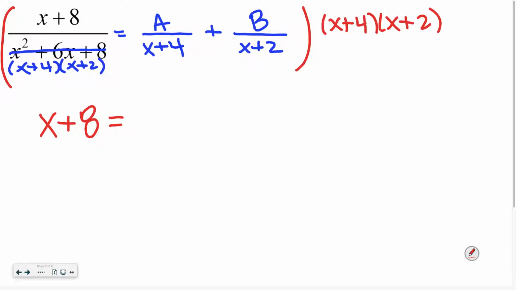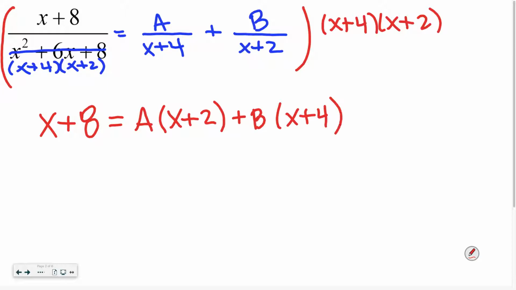What happens when we multiply the LCD to this fraction? What cancels? The x plus 4 is canceled. So a is left to be multiplied to x plus 2. What happens when we multiply the LCD to this last fraction? What cancels? The x plus 2's cancel, which leaves b to be multiplied to x plus 4.